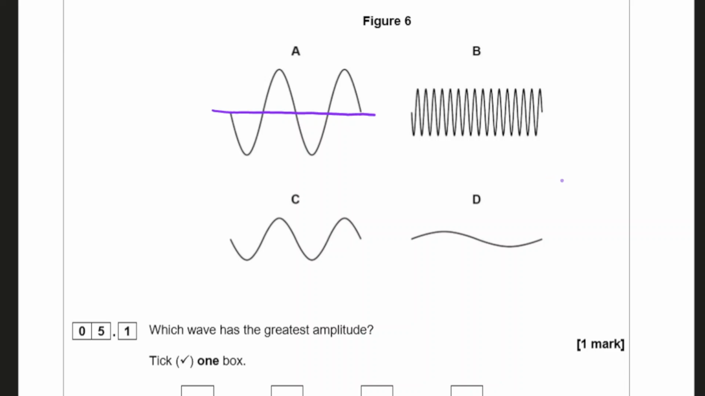So if I draw a straight line, let's see if I can draw that again. So there we go. So the amplitude, let's call it AMP, is basically from that point to there. That's the amplitude. So it'll be A.